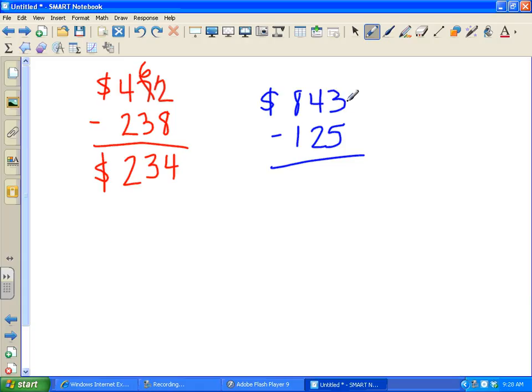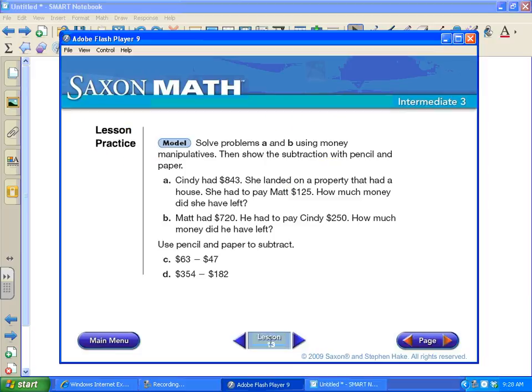Good. She's saying you can't take 5 away from 3, so you have to borrow. Okay. Mr. 4, will you become a 3? So that I can become 13. 13 minus 5. Good. 3 minus 2 is 1. Good. That's 7. And what do I not forget? My $sign. Good job. Excellent.